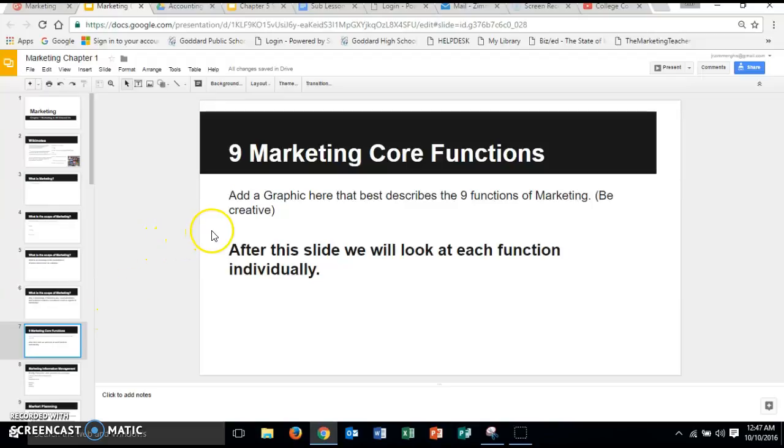The first thing I want you to do is on this slide, slide number 7, I want you to add a graphic here that best describes the 9 functions of marketing. I want you to be creative. Try to find maybe a picture or a video and plug it in here on this slide, okay?